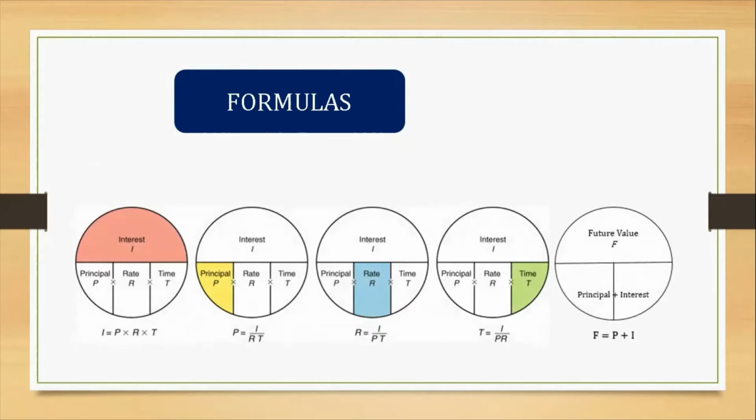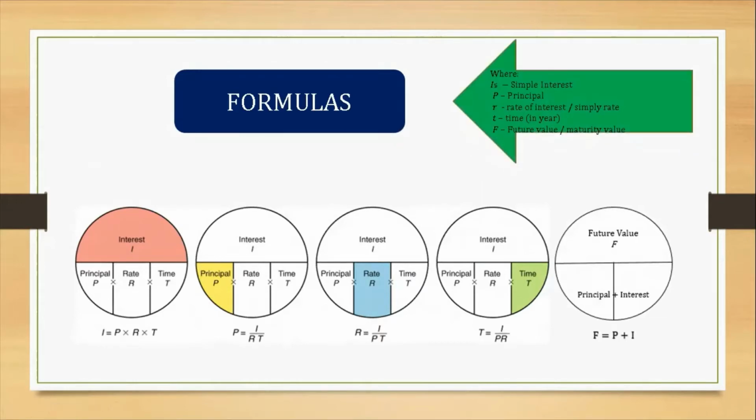Now, let's discuss the formulas for simple interest. You can see it here in the diagrams below. We have 5 illustrations, starting with the first one, where IS stands for simple interest, P stands for principal, R stands for rate of interest or simply rate, and T stands for time in years. F stands for the future value or maturity value.